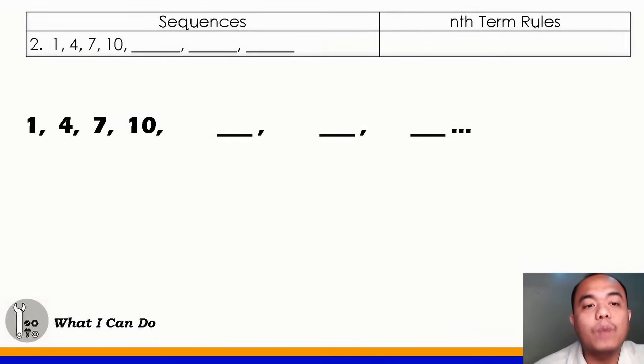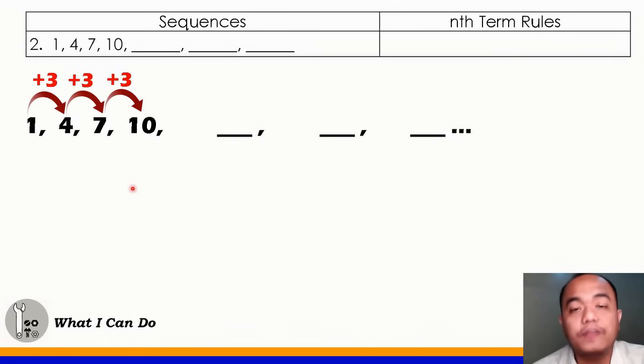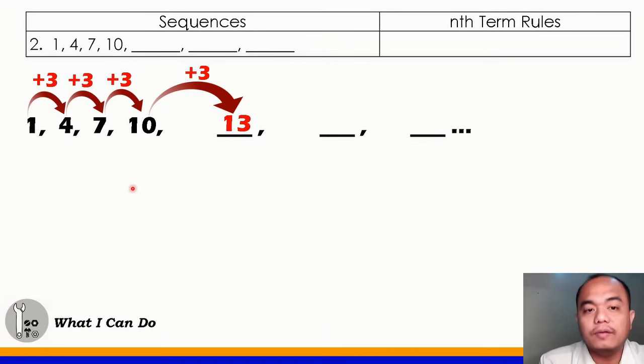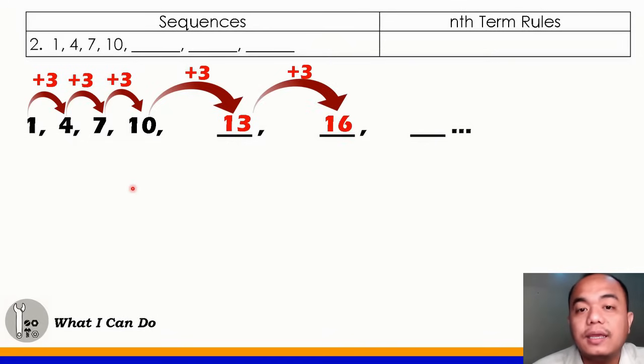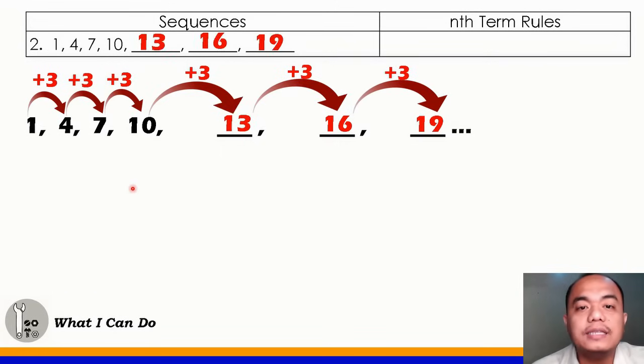Next, number 2, we have 1, 4, 7, and 10. Again, we will find a pattern. Common difference of 3. Of course, expect that we have to add 3 also to the last term, which is 10. So, of course, our next term after 10 is 13. 13 plus 3 equals 16. And 16 plus 3 is 19. So we have here 13, 16, 19 as the next three terms of your sequence.